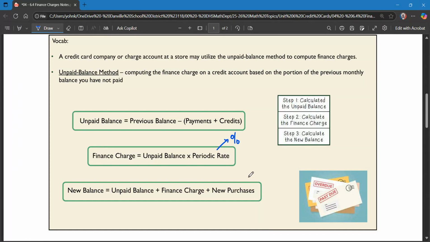So basically, kids, it's what we did in the last section in 6.3, but now we actually have to calculate the finance charge instead of me giving you the finance charge. So it's one extra step in the process that you have to calculate something in order to find the final answer. I also put the steps here in a little box: calculate the unpaid balance, calculate the finance charge, calculate the new balance. So just a little recipe that you can look at.